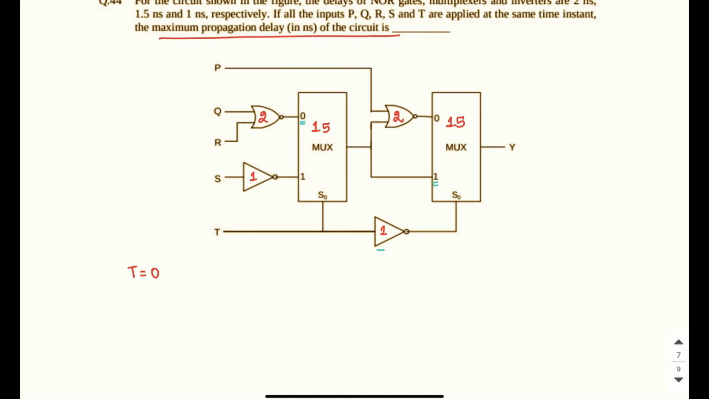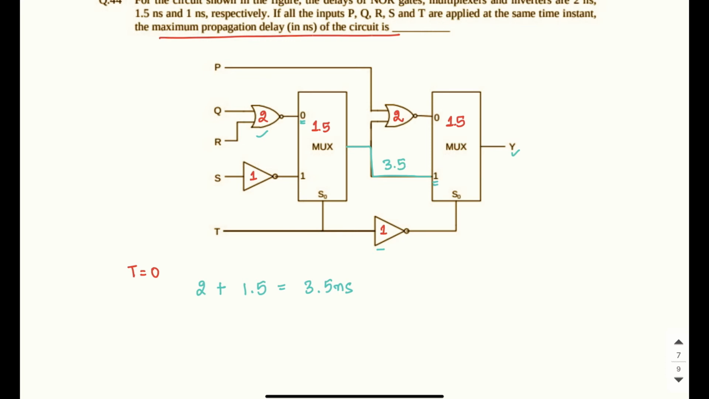So when 0 is selected, we know that the output of this multiplexer will be dependent on the propagation delay of this NOR gate. And to determine the final propagation delay for y, we need to know after how much time we get this input, which is coming to the terminal 1 of the multiplexer. So let's evaluate that. We have 2 nanoseconds for the NOR gate plus 1.5 for the multiplexer. So you have 3.5 nanoseconds. So after 3.5 nanoseconds, this output appears.